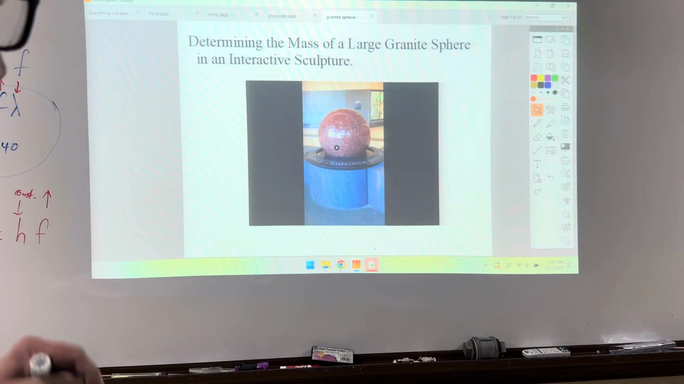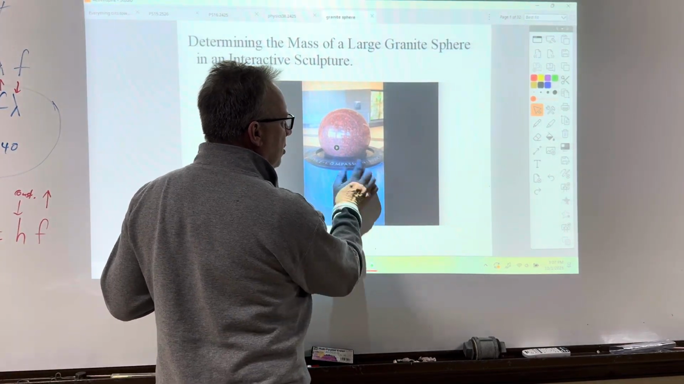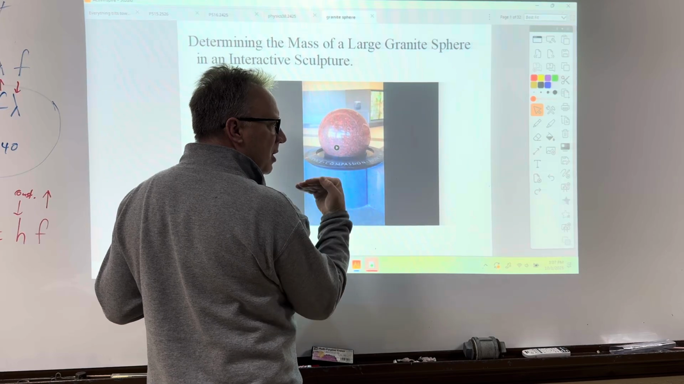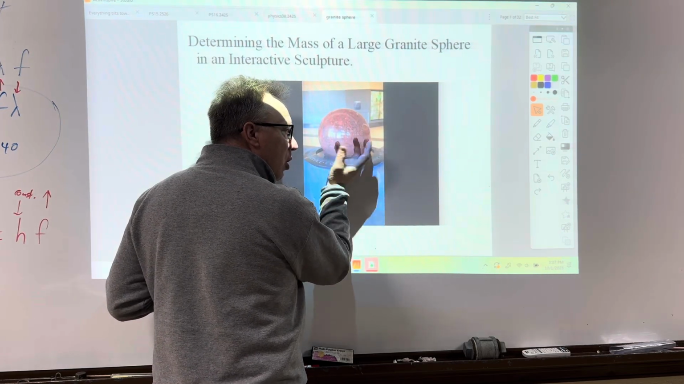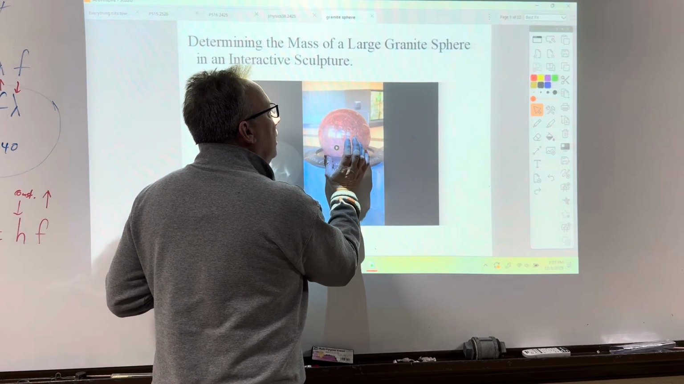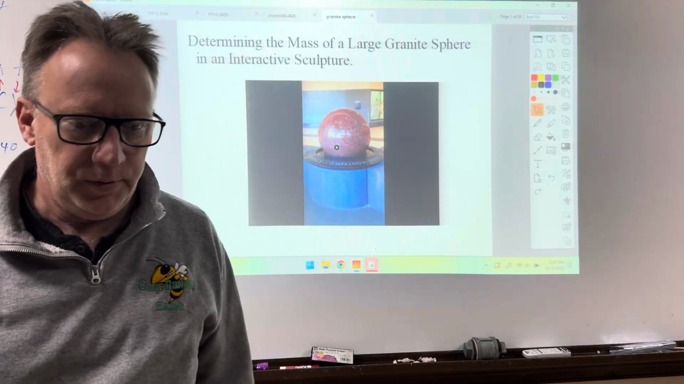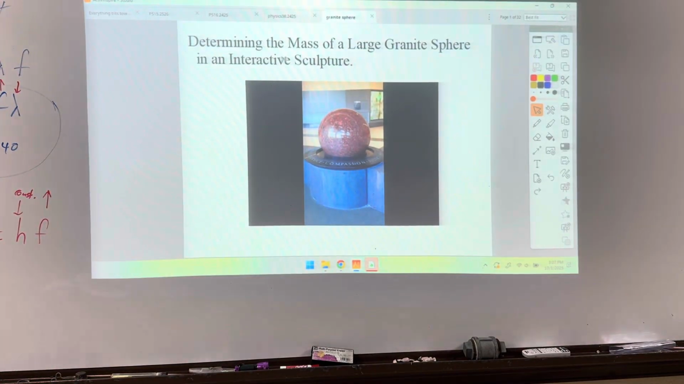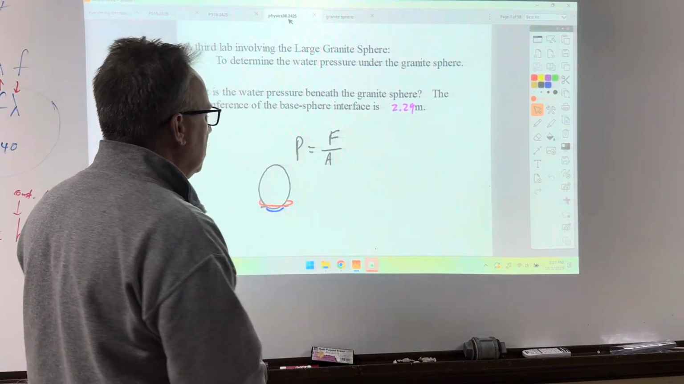So if you did this lab, determining the largest mass of a granite sphere, there's water pumped under this thing. And what we're going to do in this lab section is figure out what the pressure of that water is in order to hold that, levitate it for lack of a better word, and what is the density of that granite. Okay, so that's what this section is about. So the pressure is the force per unit area.